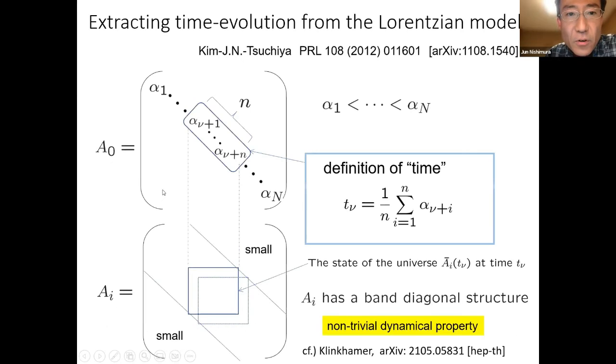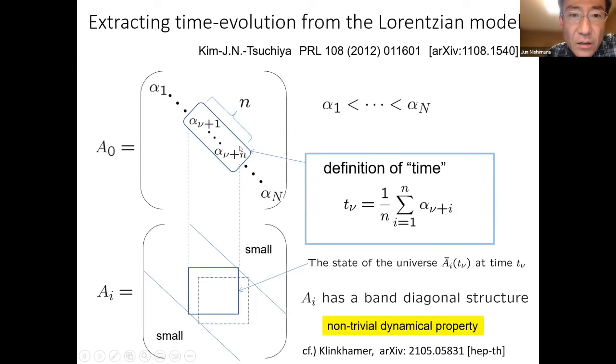Now, since I'm a bit running out of time, let me briefly tell you how to investigate the model. We first diagonalize A0, this temporal matrix, in this way, and we order the eigenvalues in this way. So alpha n corresponds to late time, alpha 1 corresponds to early times. And if we diagonalize A0, we find typically that the spatial matrices have this band diagonal structure where off-diagonal elements become very small compared to the near diagonal elements.